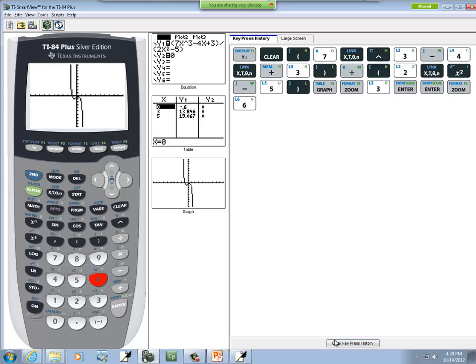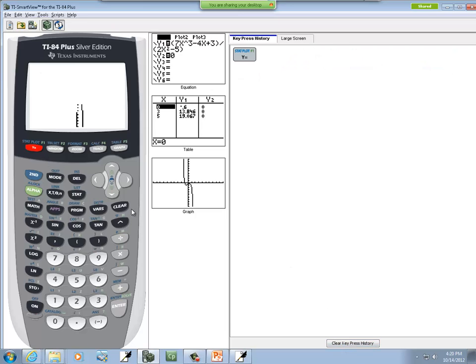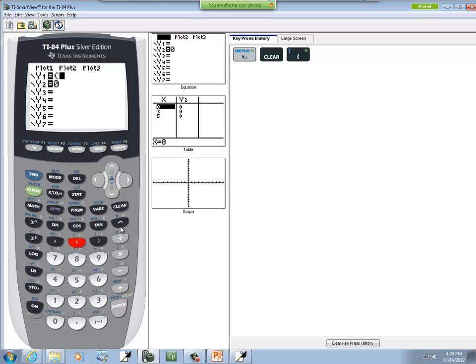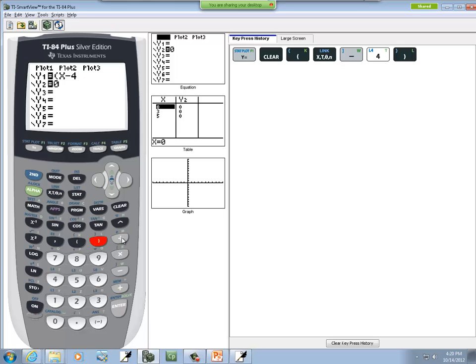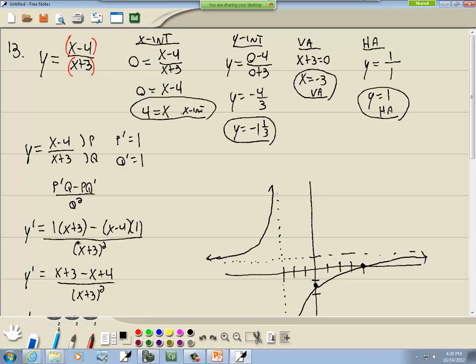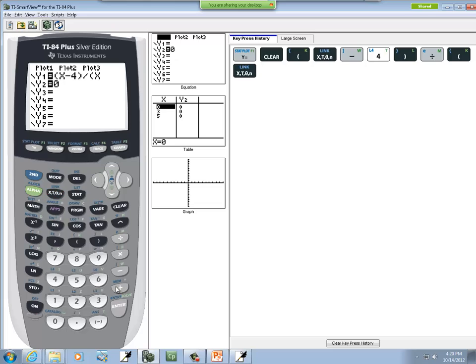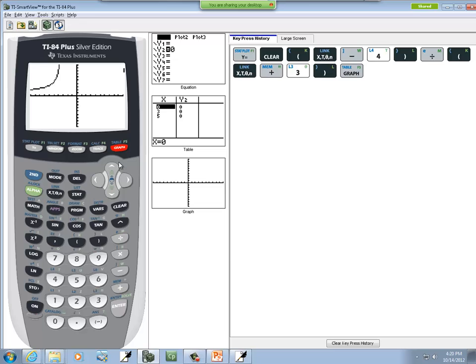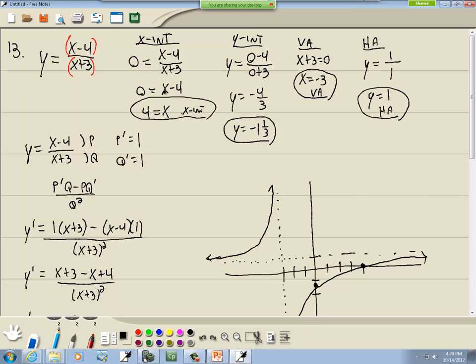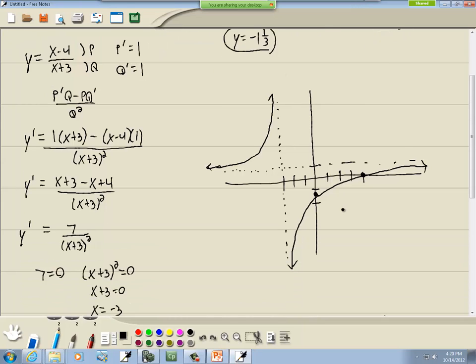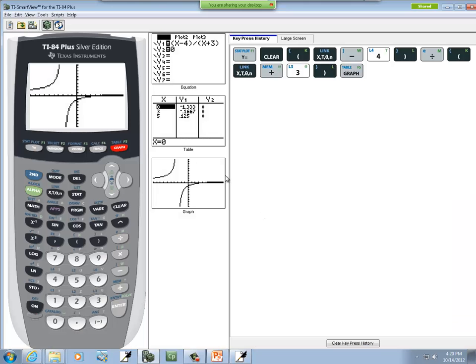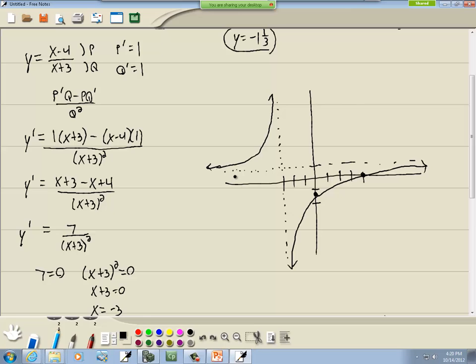So let me come over here. I'll press y equals, clear, do a beginning parentheses, x minus 4, closing parentheses, divided by beginning parentheses, x plus 3, closing parentheses, and then graph. And let's compare that against our graph. I'm not too far off. It looks like it goes out a little bit more and so forth, and I could have been more precise, but again, we're just getting a rough sketch.